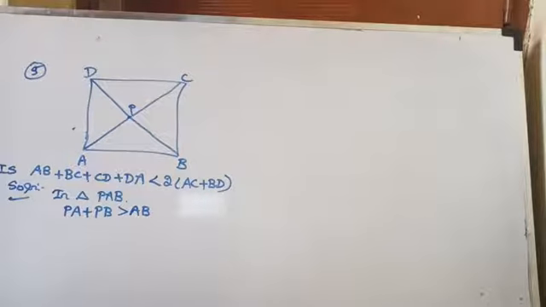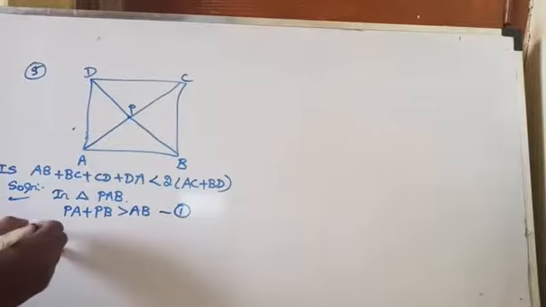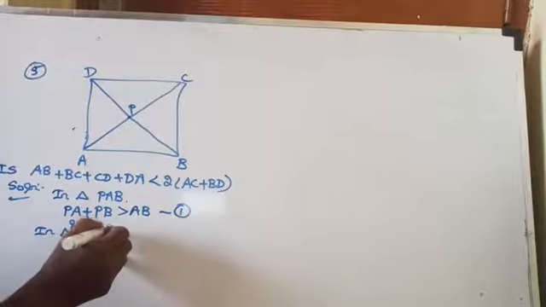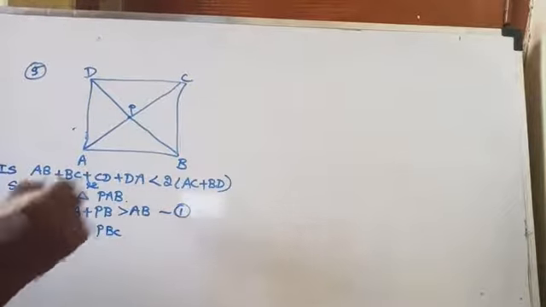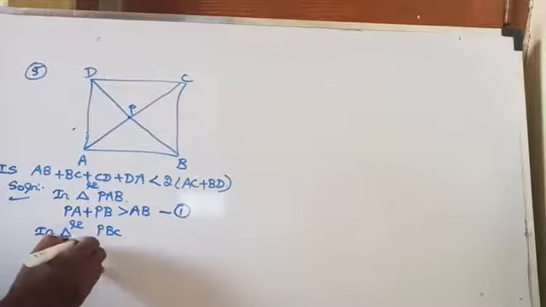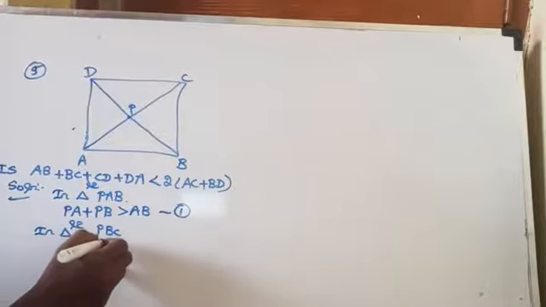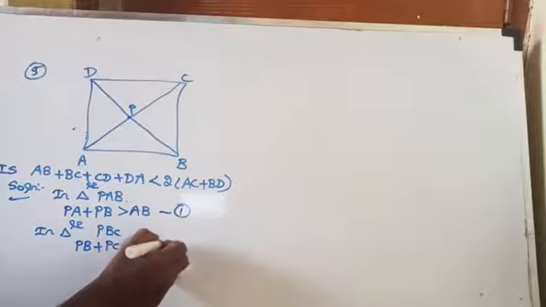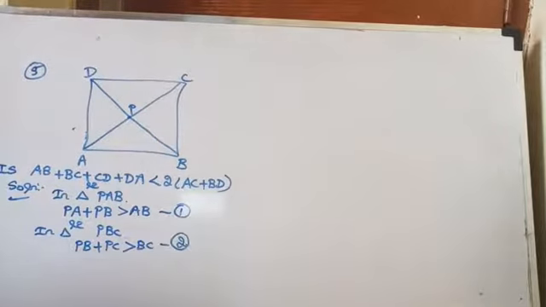Am I right, dear? Let it be equation number 1. Then in triangle PBC, what can you say? PB plus PC is always greater than the third side, BC. Let it be equation number 2.